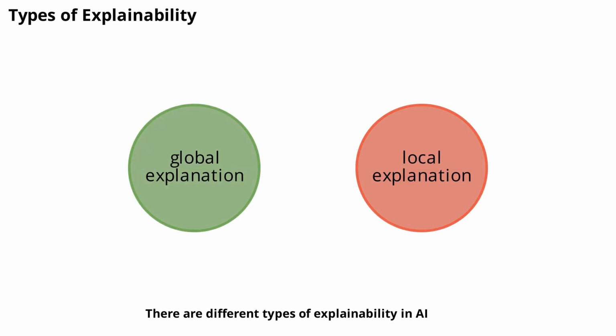There are different types of explainability in AI. Some methods provide global explanations, offering an overview of how the entire model works. Others focus on local explanations, clarifying why a specific decision was made for an individual case. Both approaches are important, and the choice depends on the context and the needs of users and stakeholders.